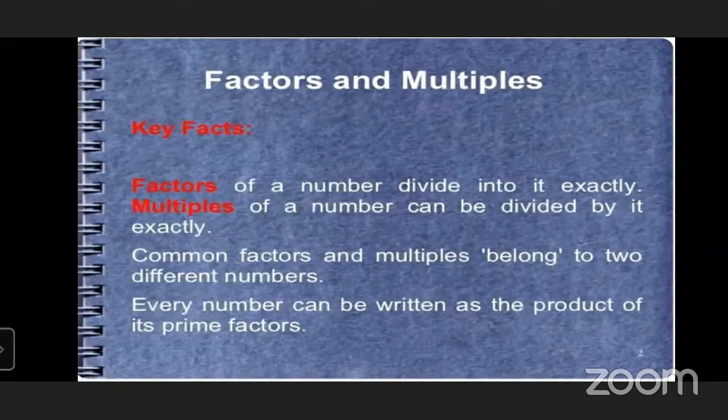Now see, as we have seen last time, in the last period, factors and multiples. What are the key facts behind those? Factors of a number divide into it exactly, and multiples of a number can be divided by it exactly. Factors are the other numbers that divide a particular number, and multiples are the table of the number itself.